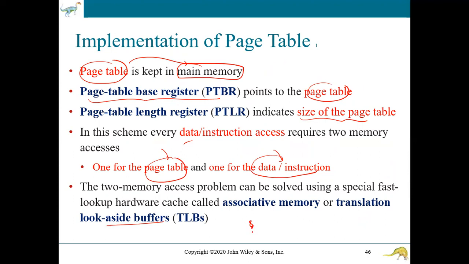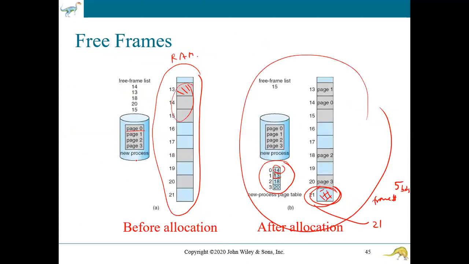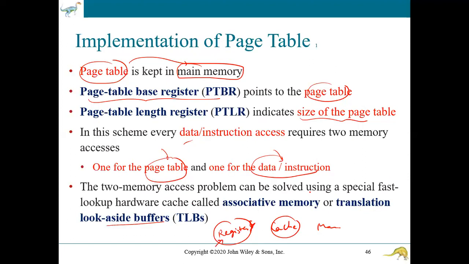Memory access, what is the sequence of faster memory? Which one is the fastest memory? Register. What is the next memory? Cache memory. And the next one is the main memory. So which means that when accessing this page, once you get the value, don't just leave it there. Put it in the cache. Cache memory is a limited memory.